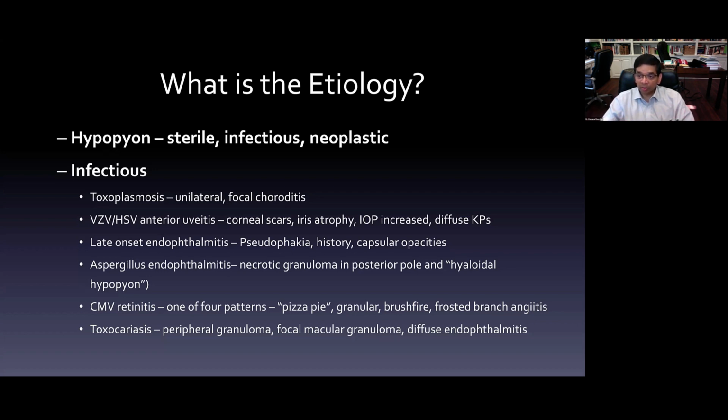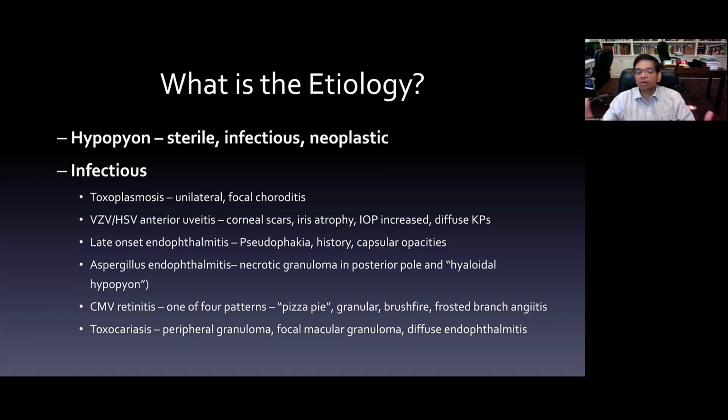The intraocular pressure will likely be elevated and increased, and there may be diffuse small KPs localized over the area of corneal involvement or diffuse involvement, and some of them may be dendritic appearing keratic precipitates or smaller KPs, but not necessarily. There may be, in late onset endophthalmitis, for example, a history of pseudophakia, presence of characteristic capsular opacities that you see in Propionibacterium acnes associated endophthalmitis. In aspergillosis endophthalmitis, there's usually a necrotic granuloma in the posterior pole, very characteristic appearance.